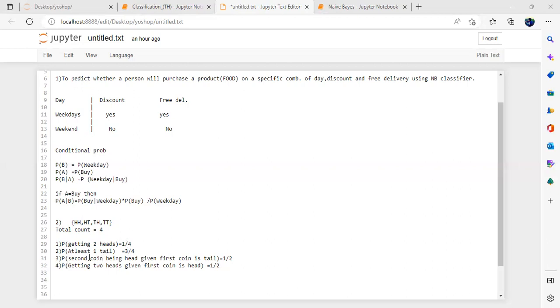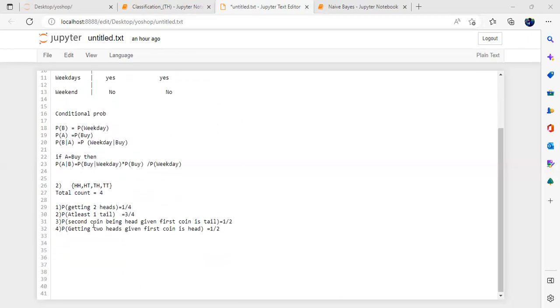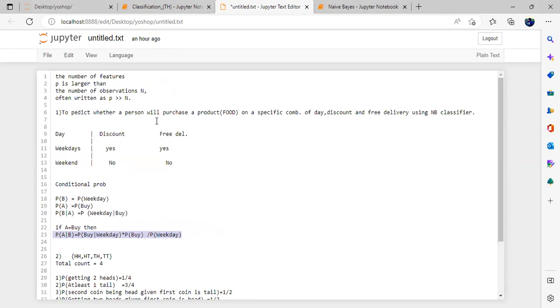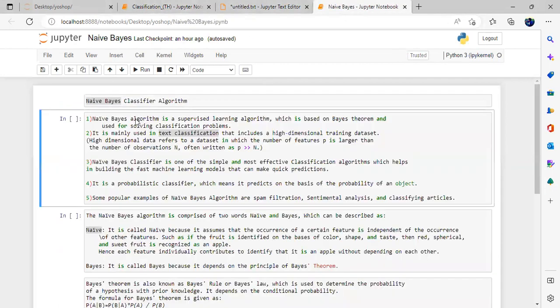We don't know the exact value either, but by using this formula we take its probability, assuming this side may be correct, and from that we find our output. So this is about the naive Bayes theorem.